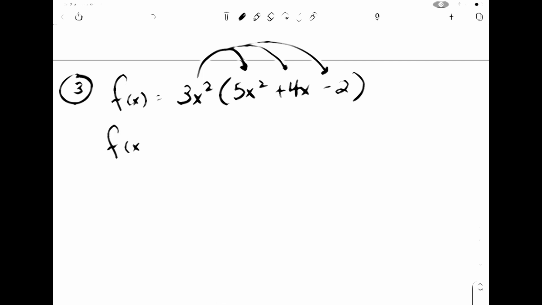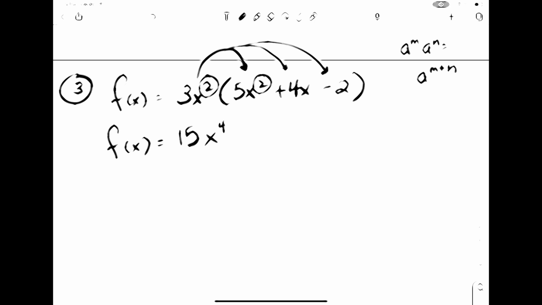So I'm writing my function again. 3 times 5 is 15. Some rules: a to the m times a to the n is a to the m plus n. So that allows me to write this as x to the 4th because I'm adding 2 plus 2. 3 times 4 is 12. This is to the 1st. So this becomes x to the 3rd. How? 2 plus 1 in this case. And then 3 times negative 2 is negative 6x squared because this is x to the 0. 2 plus 0 is 2.